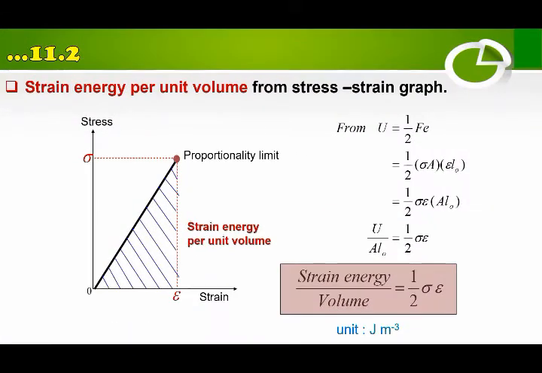From the equation of strain energy and the graph of stress versus strain, we get that the strain energy per unit volume is represented by the area under the graph of stress versus strain. Because of that, the equation for the strain energy per unit volume is equal to half times stress and strain. The unit for the strain energy per unit volume is joule per meter cube.